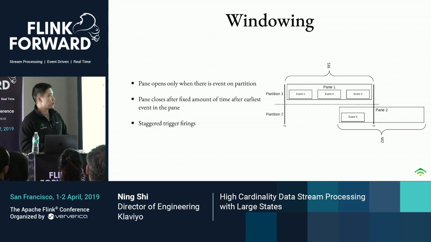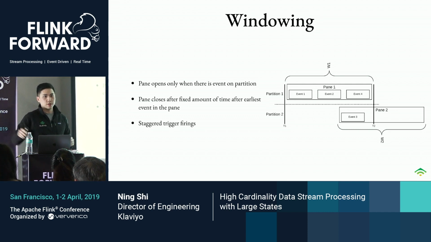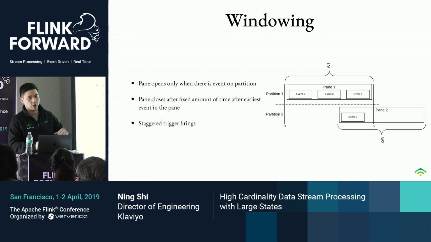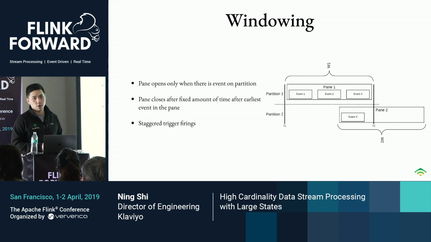But both panes share the same duration, meaning that once they open, they close after a fixed amount of time. So it's similar to a tumbling window. The only difference here is that they don't open at the same time. Since they don't open at the same time, they don't close at the same time. So it's kind of staggered closing and staggered trigger firing. With this, we no longer have the thundering herd effect. We have a constant flow of triggers closing across different partitions, with a very smoothed-out workload for the downstream system. And it improved the windowing performance dramatically.